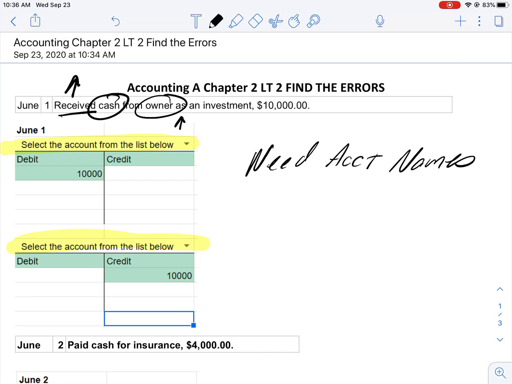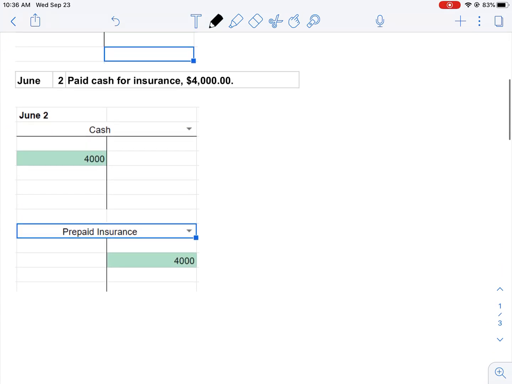So if we move on to the next one that we're looking at here, paid cash for insurance. Again, because I like the habit of doing that, I'm going to circle the nouns and underline the verb. So we have paid cash for insurance. If you look at this transaction, first of all, they did not label the debit and credit sides that they need to of each T account. You can figure that out for yourself.